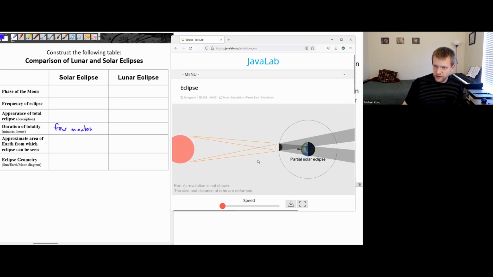Well, if the moon is on this side, we can't see any of the visible side of the moon being illuminated by light, so that would be the new moon phase.